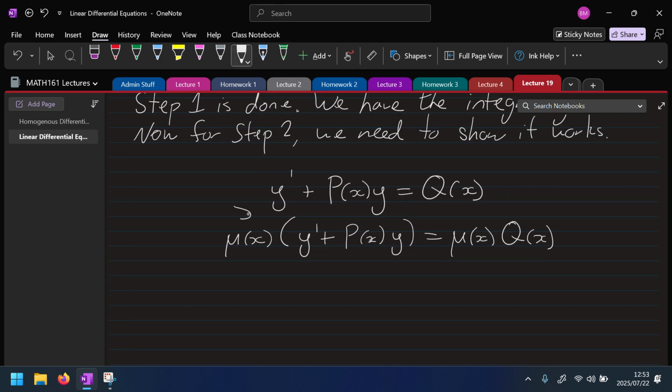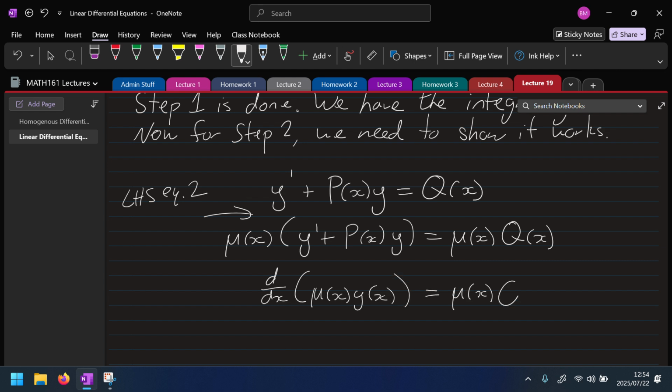Okay, so this was left-hand side equation 2. We're going to replace that with the left-hand side of equation 1. So now this was the left-hand side of equation 1. And remember, we can do this because equation 1 is equal to equation 2.